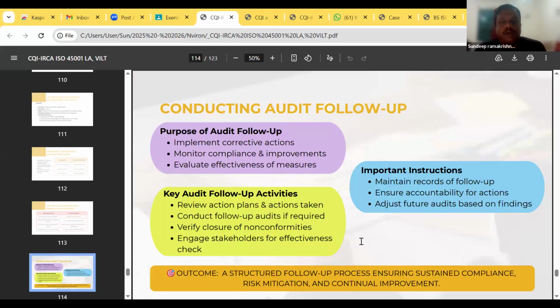So conducting audit follow-up, right? A follow-up audit may sometimes be required if there are major non-conformities found in the organization, right? So the purpose of a follow-up audit will be to check the implemented corrective actions. Yes, Shashikanta Mahanta.